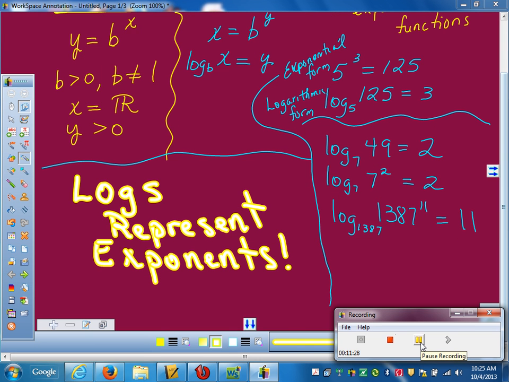When you see a log, it represents an exponent. That's absolutely crucial that you get that concept.